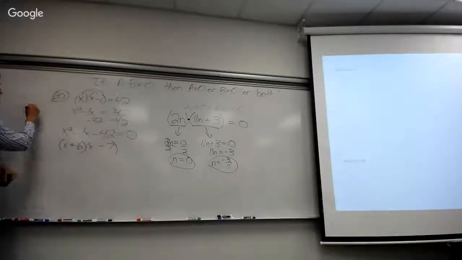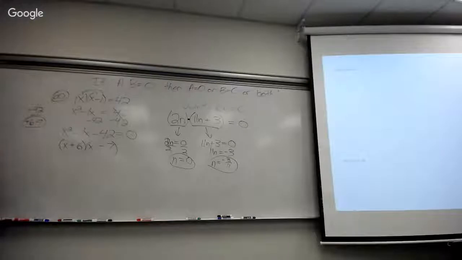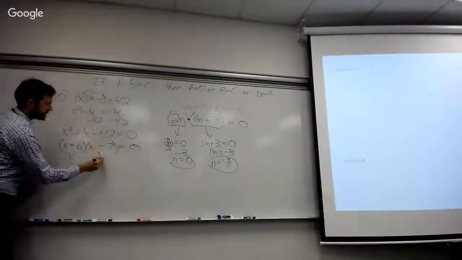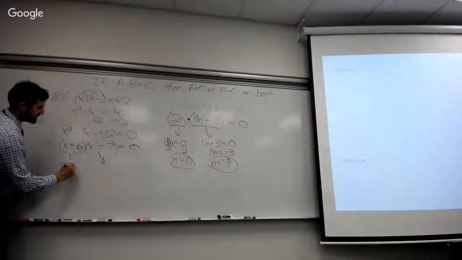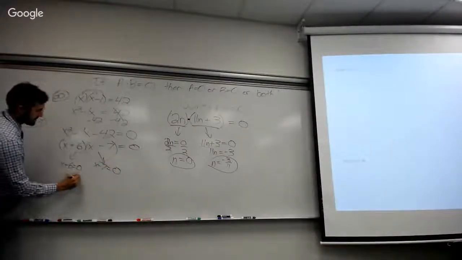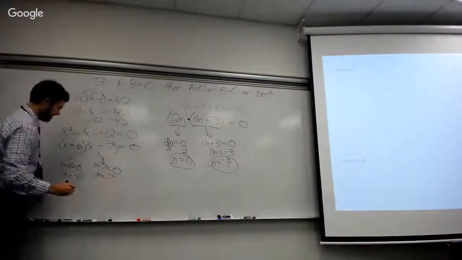So you would say, -42, I know that's going to be 6 and 7. It has a difference of 1. And I'm going to make the 7 negative and the 6 positive. So I'd still want to see that on your test. But here we go. We're ready. We split that up. And so x plus 6 could equal 0. X minus 7 could equal 0. And so x equals -6 or x equals 7.